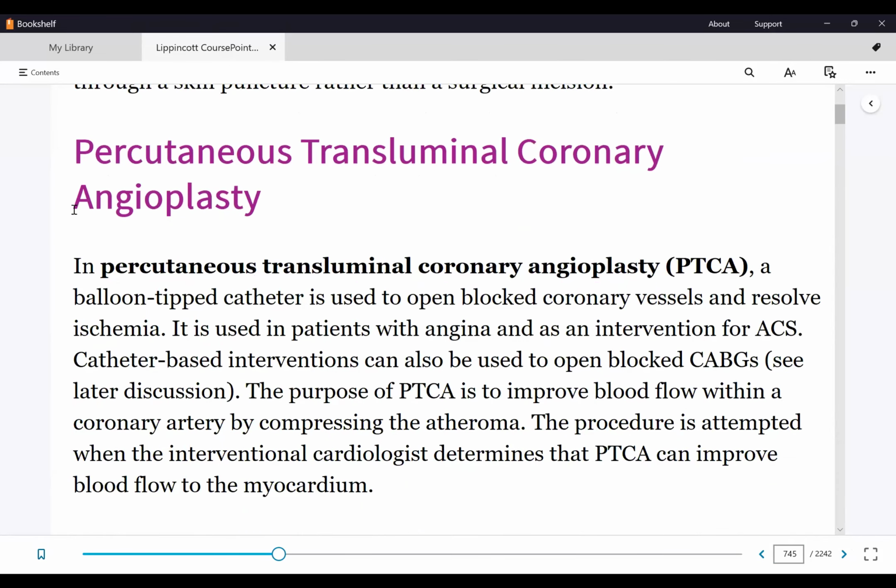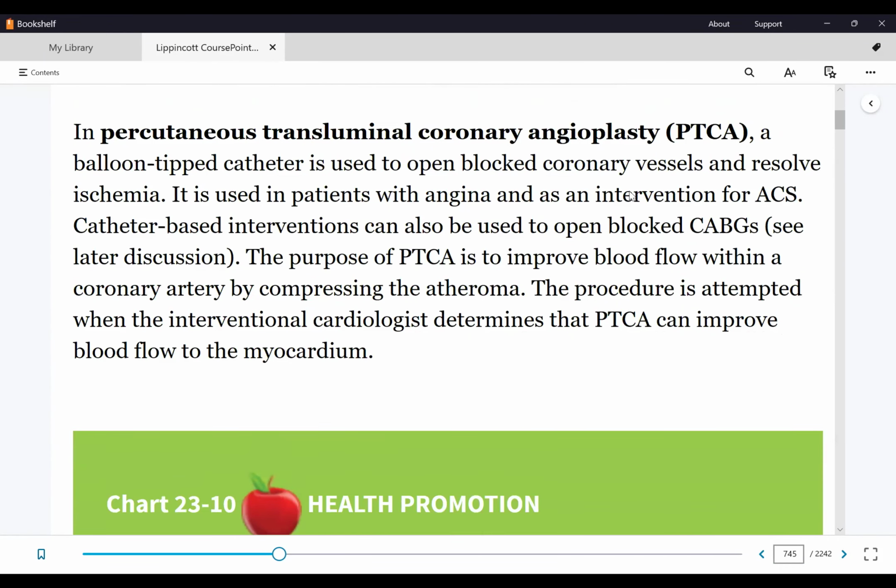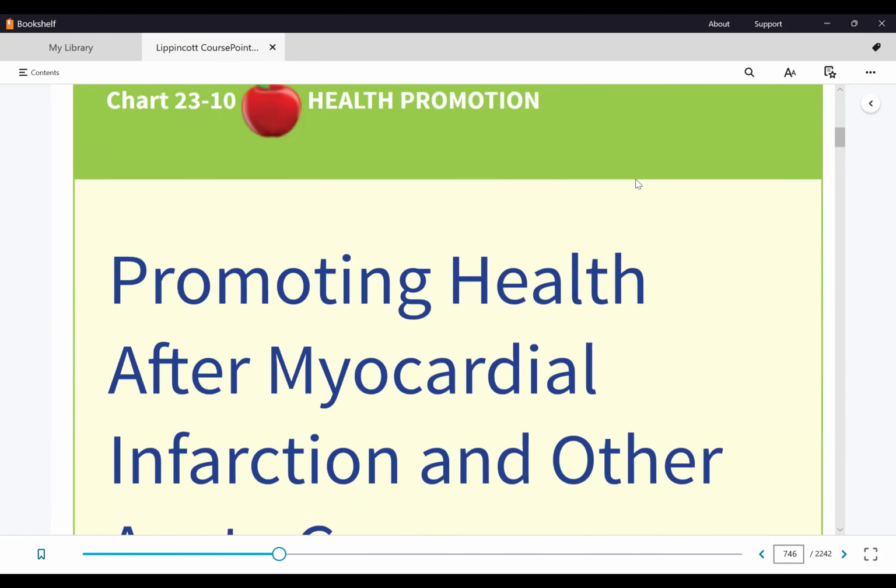The technical term really is percutaneous transluminal coronary angioplasty. So this is with or without stenting, meaning they can open one or more coronary arteries with the balloon, and they may or may not leave a stent to keep it open.